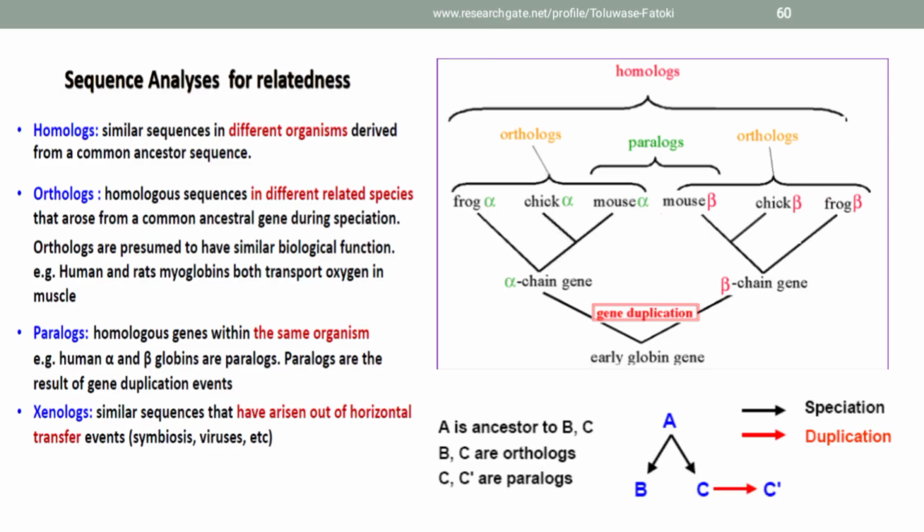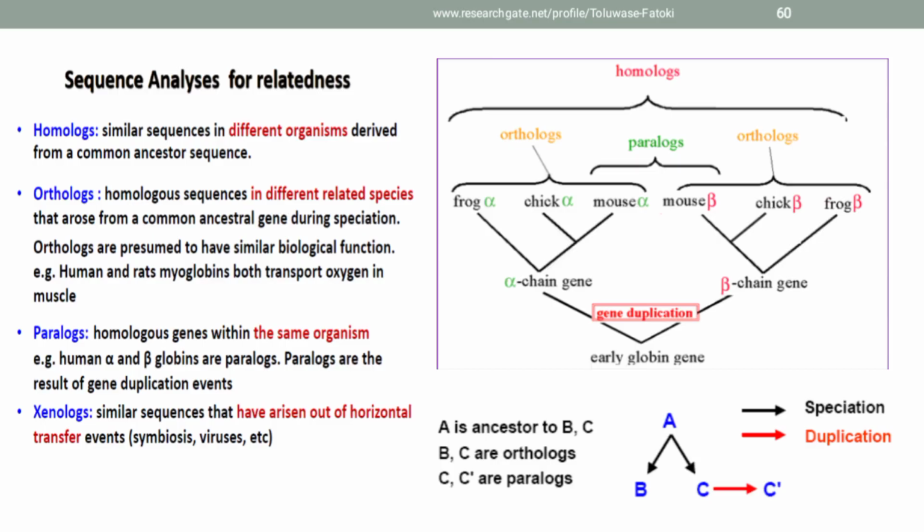For you to determine the biological interpretation of the sequence, you have to look at it in form of relatedness. All those alpha genes in frog, chicken, and mouse are referred to as orthologs. When you have the same gene in different species performing the same function, then you have what we call an ortholog. It occurs as a result of a speciation event during the course of evolution.